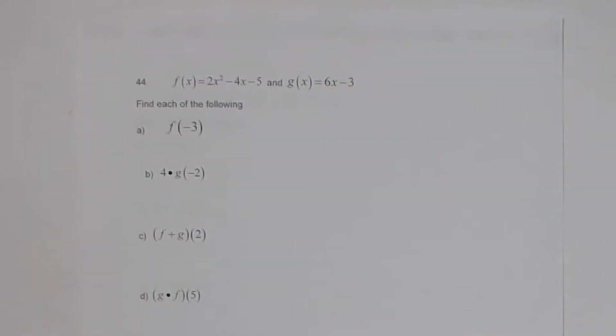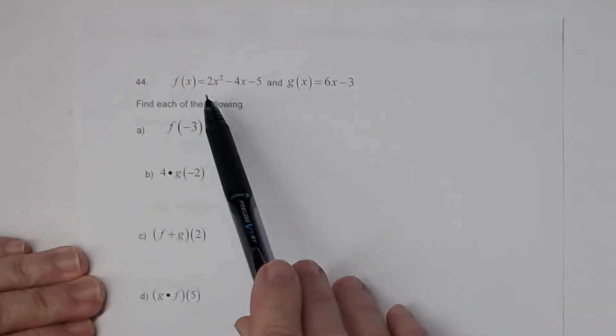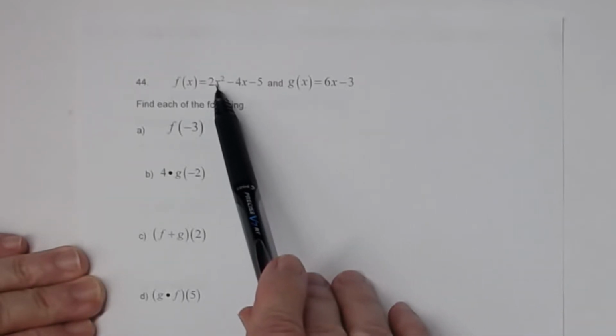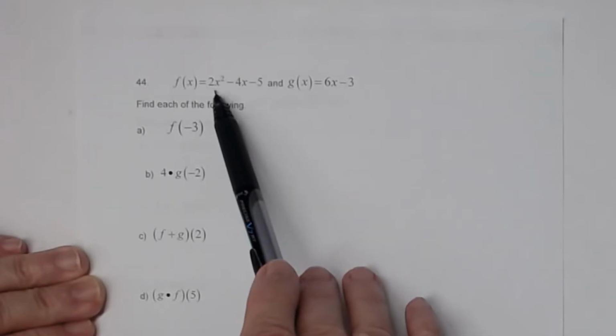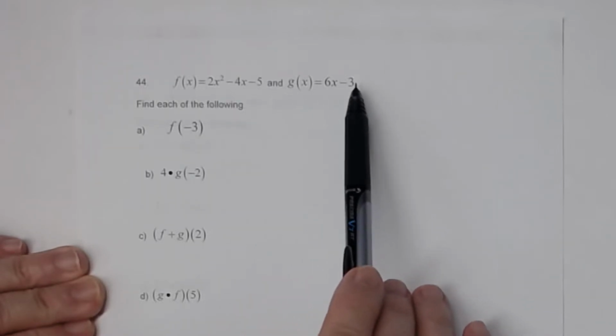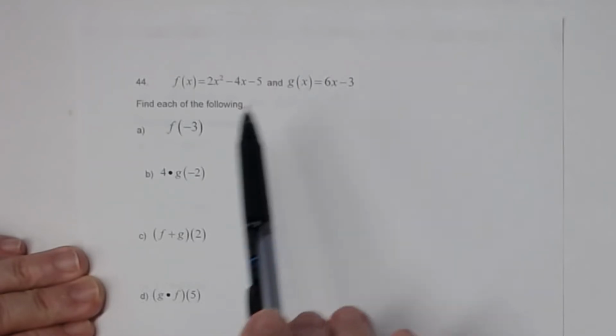Okay, so this is the key to number 44. So number 44, you're given two functions. f of x is equal to 2x squared minus 4x minus 5. So you're given this quadratic function. And then g of x is this linear function. g of x is equal to 6x minus 3.